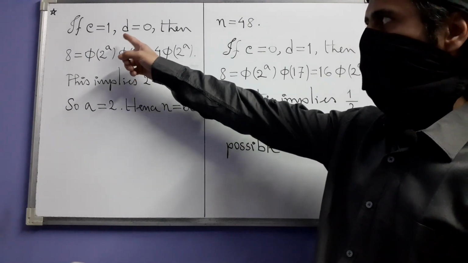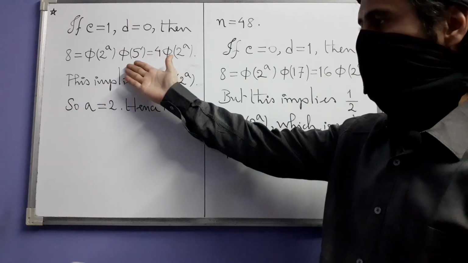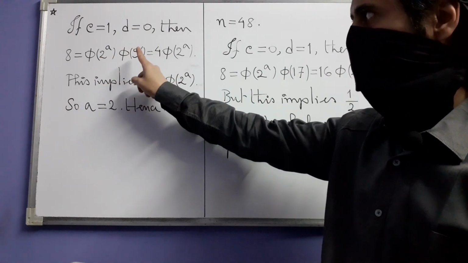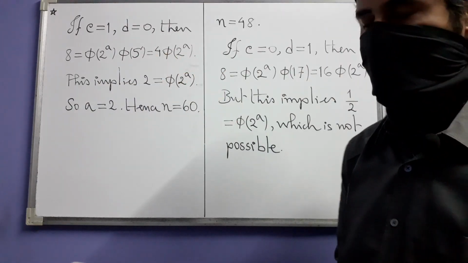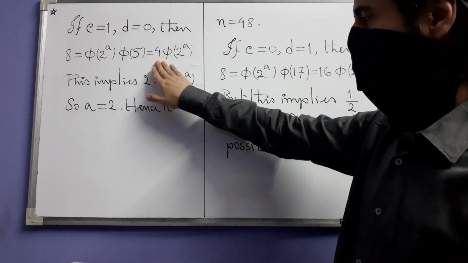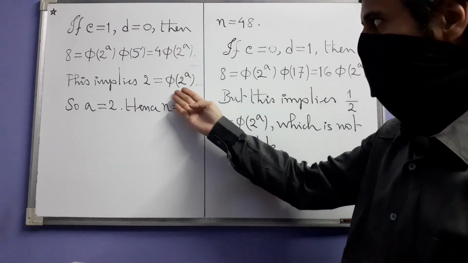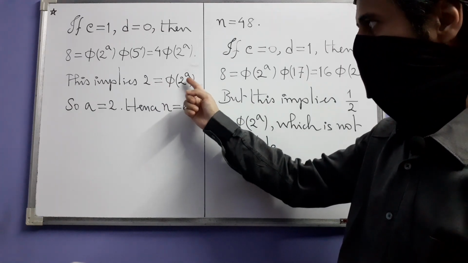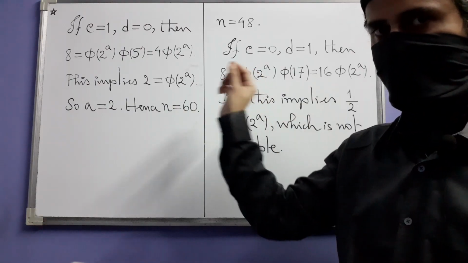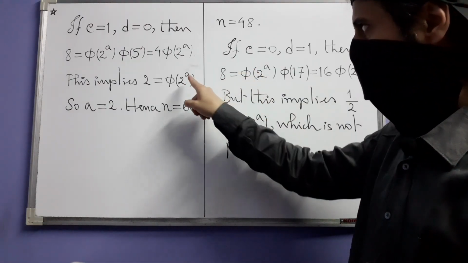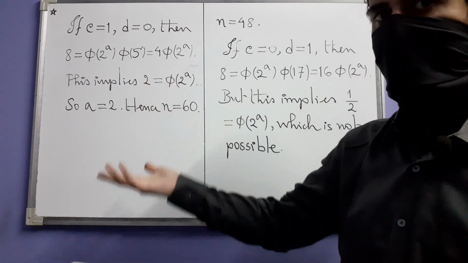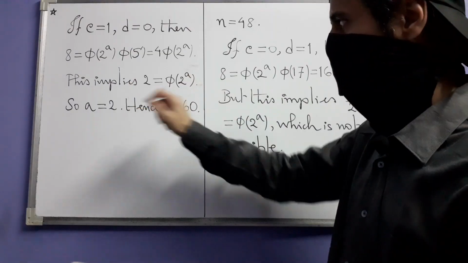Next case, c is 1 and d is 0. So our equation reduces to this: 8 equals phi of 2 to the power a times phi of 5. So now 17 is not there. And this time nothing goes wrong. Phi of 5 is 4. So after cancellation, this is what you get, from which it follows that a needs to be 2, because this will be 1/2 of the input. It's a power of 2. So if you have 4 here, then you should get 2. That's why a needs to be 2.